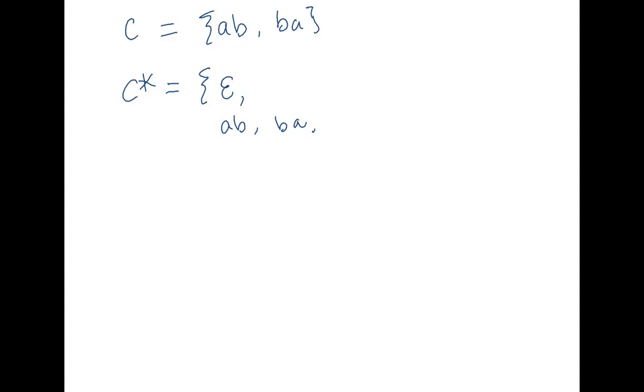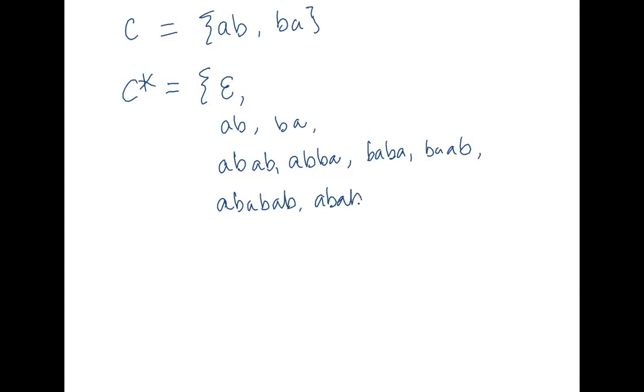Or I could take two, this would give me abab, abba, baab, baba. Or I could take three, and you can see this is going to get really long really quick. And this one is going to be an infinite language because I can always take any string and add another of these root strings onto the end to make a new string. So that's going to be C star.